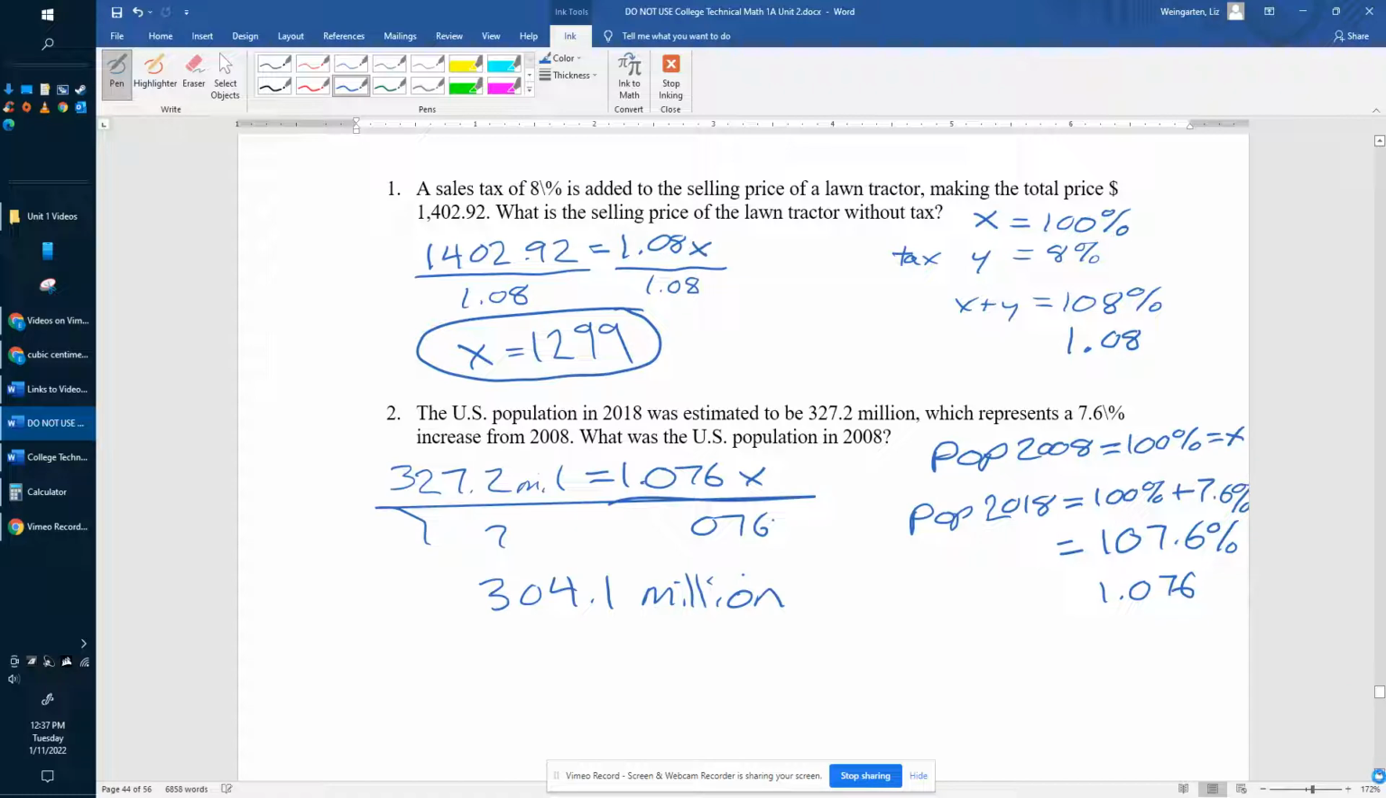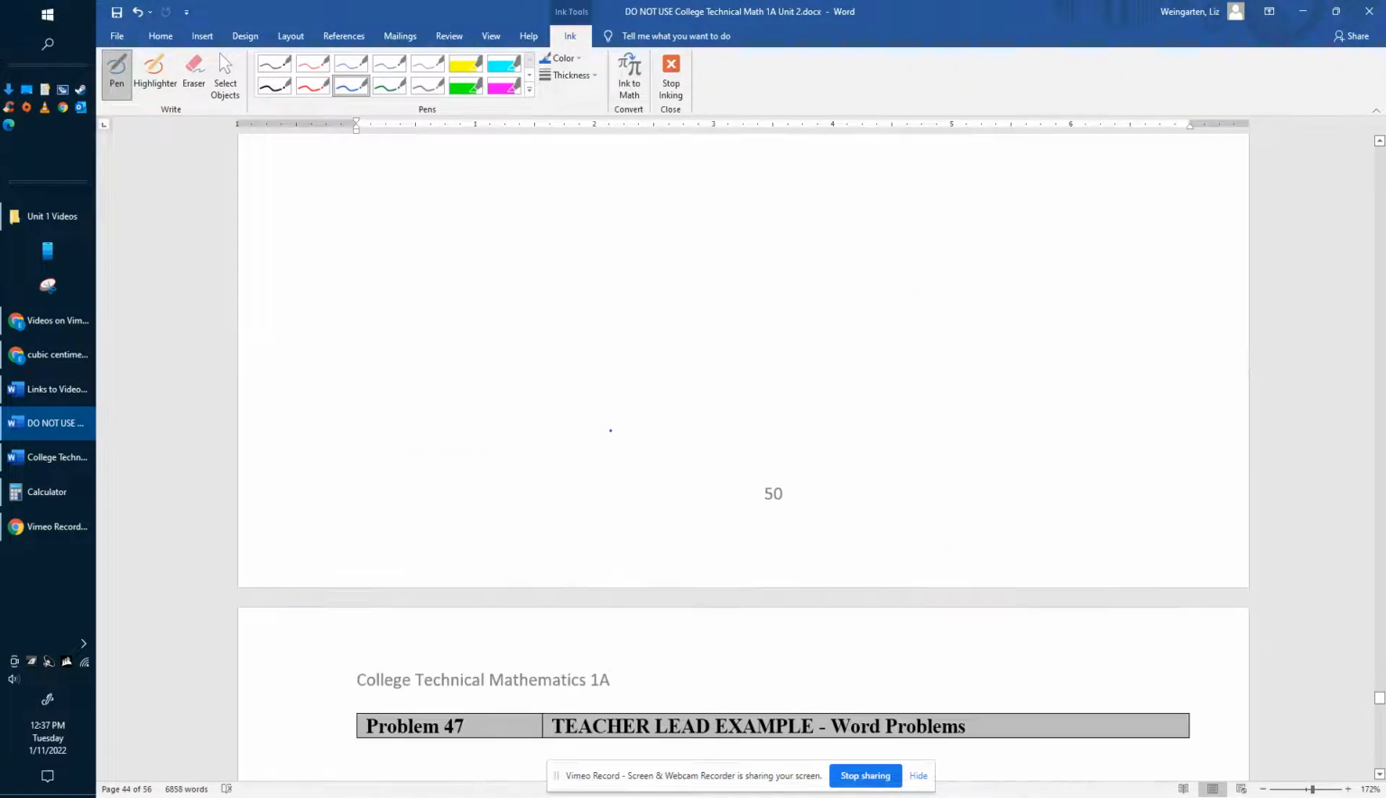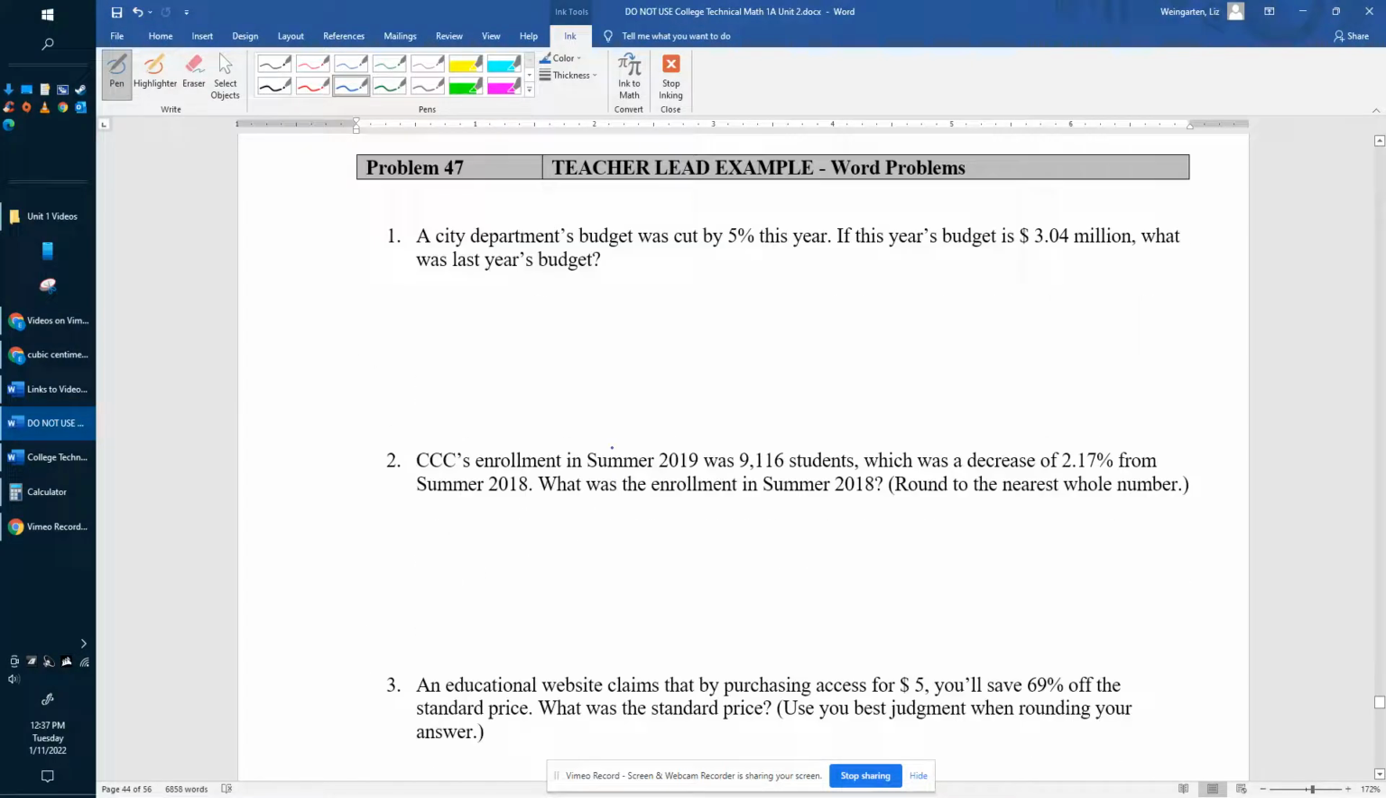All right, if my computer will let me, we will move on to the next examples. Now we're going to look at percent decrease. This is going to be the last section for this video, so just hang in there for me. All right, a city's department budget was cut by 5% this year. If this year's budget is 3.04 million, what was last year's budget?